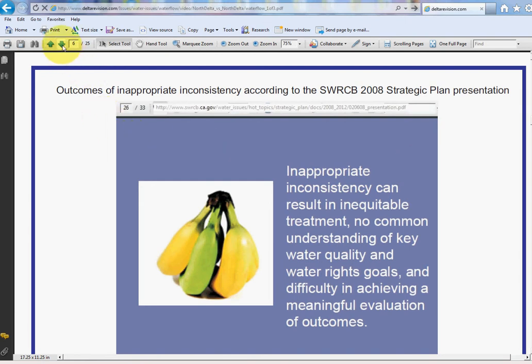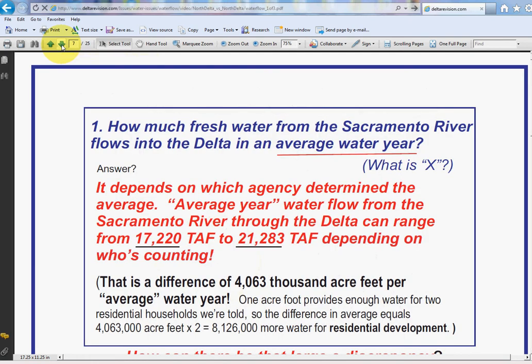It depends on which agency you're going to, but they're state agencies, but they definitely change around and create inconsistencies intentionally. Okay, so here we want to answer, how much fresh water from the Sacramento River flows into the Delta on an average water year? What is X? Well, the answer is it depends on which agency determined the average. An average water year flow from the Sacramento River through the Delta can range from 17,000 acre feet to 21,000 acre feet. Excuse me, depends on who's counting.